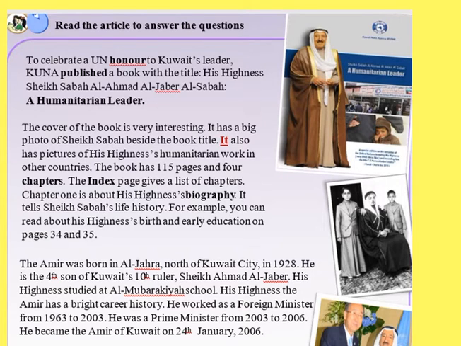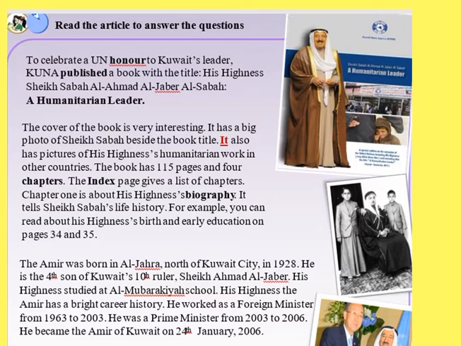It has a big photo of Sheikh Sabah beside the book title. It also has pictures of His Highness's humanitarian work in other countries. The book has 115 pages and 4 chapters. The index page gives a list of chapters. Chapter 1 is about His Highness's biography. It tells Sheikh Sabah's life history.